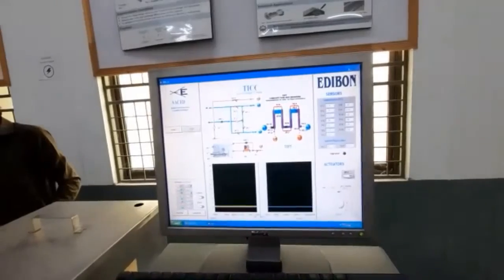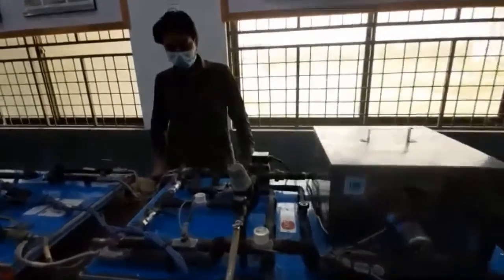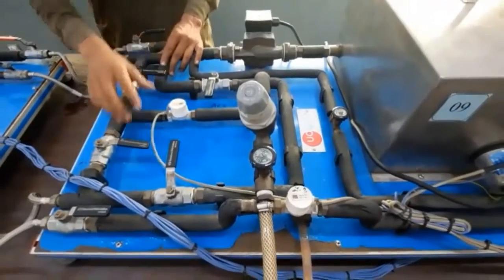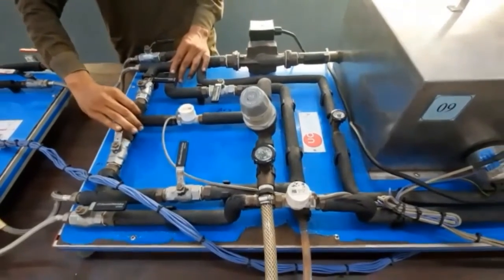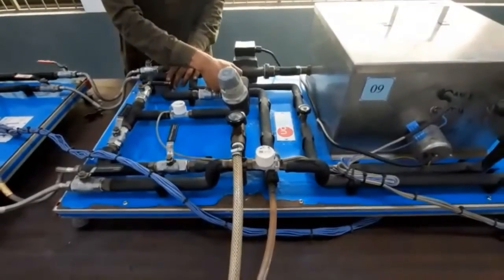Now we can change the heater value of hot water temperature. For example, if the first reading we have taken at 40 degrees, we can take different readings at 50, 60 or 70 degrees. Now he is converting it to anti-parallel flow.